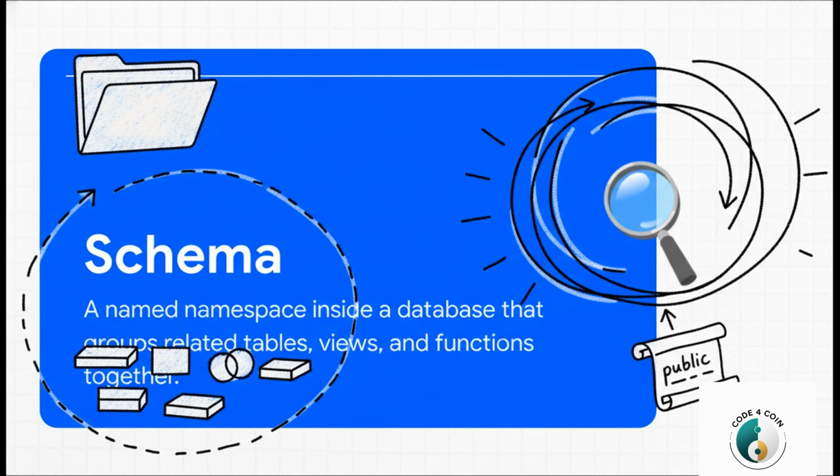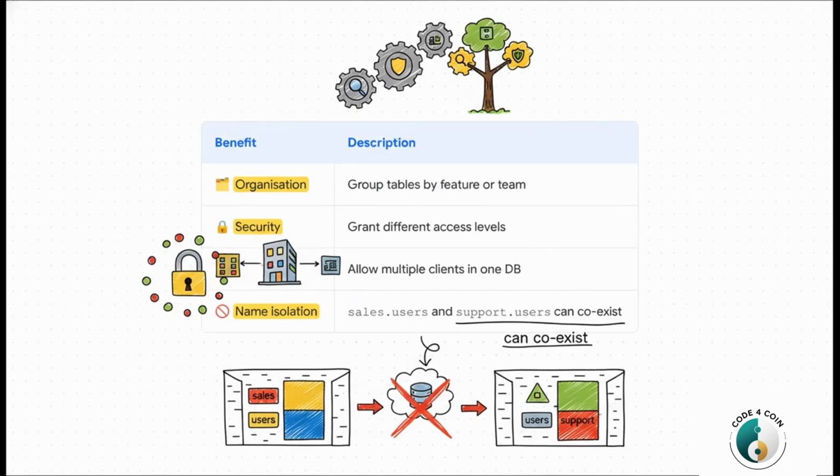Now, every new PostgreSQL database comes with a default schema called public, but the real power kicks in when you start creating your own. So why even bother? Well, this is the payoff. Schemas let you organize your tables logically, maybe by feature or by team. You can also set different security rules for each schema, so the analytics team might only get read-only access to a certain floor. And, crucially, it prevents name conflicts. This means you can have a users table in your sales schema and a completely different users table in your support schema, and there's absolutely no problem.